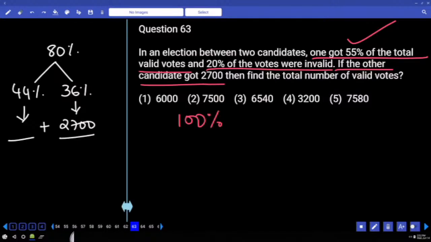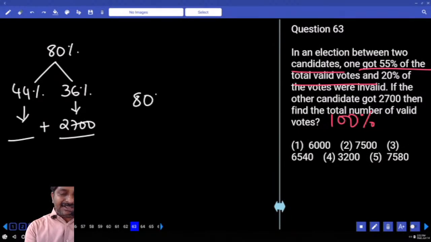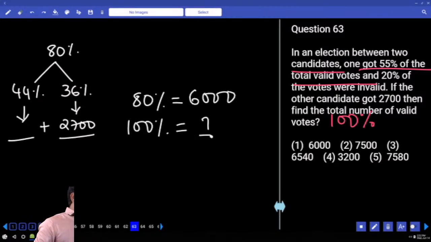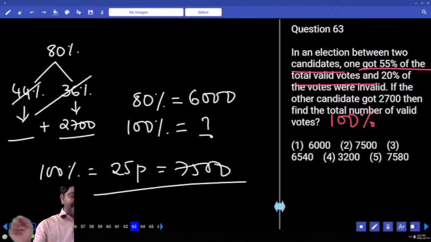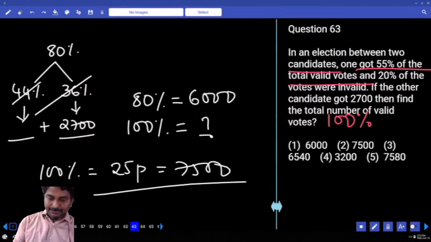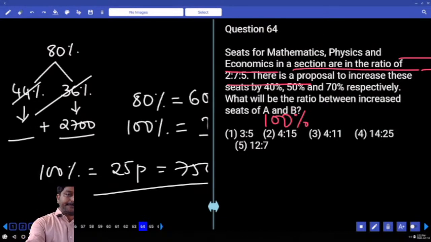Understood? See, you don't have to calculate 80%, which is equal to 6000, then 100% is equal to how much? You don't have to do like this. When you know that you are going with cancellation with 4, 100% also goes for the same cancellation. With 4 it is 25. 25 parts is equal to this much. Direct step. Understood? Right, next one.